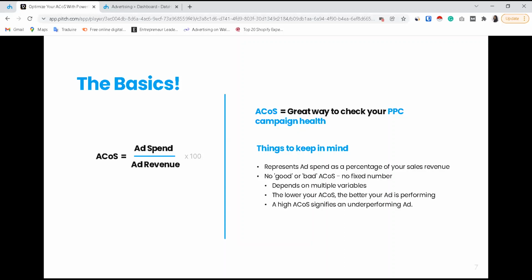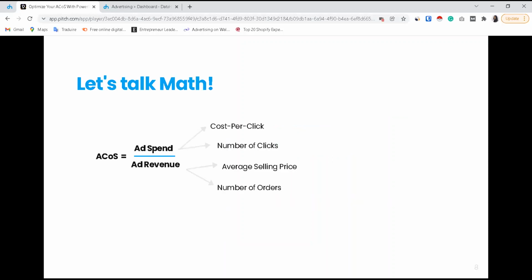ACoS is what? ACoS is ad spend divided by ad revenue, multiplied by 100 because it's a percentage, right? The important part that we need to focus on is ad spend divided by ad revenue. That's where the game is. So we break it down further because we're talking math right now.